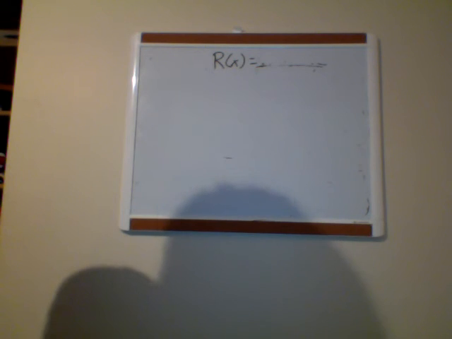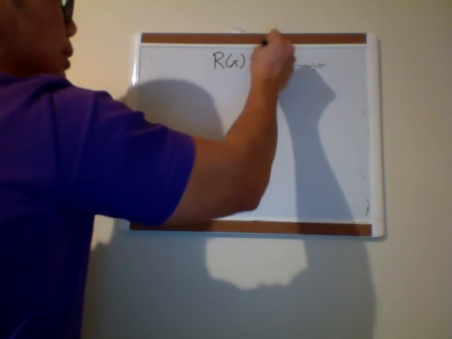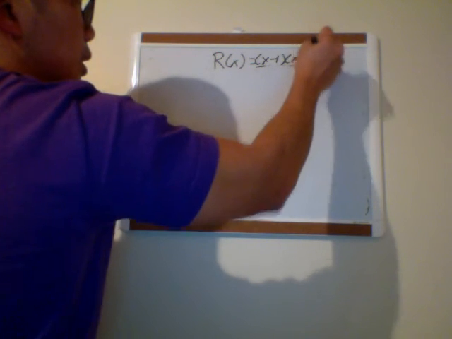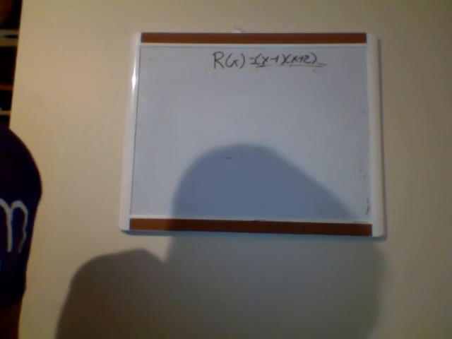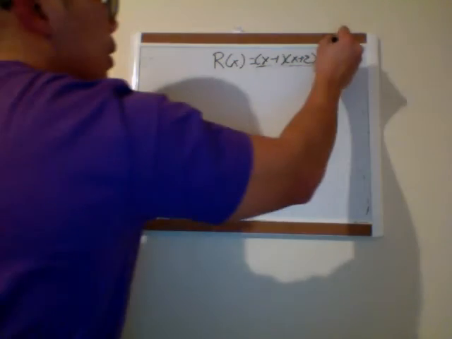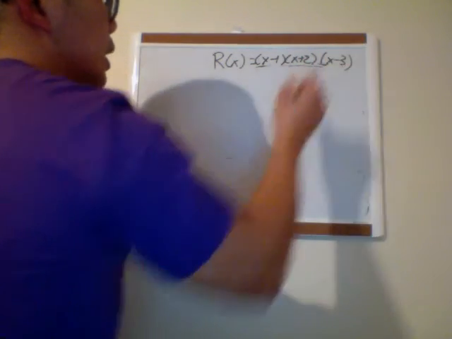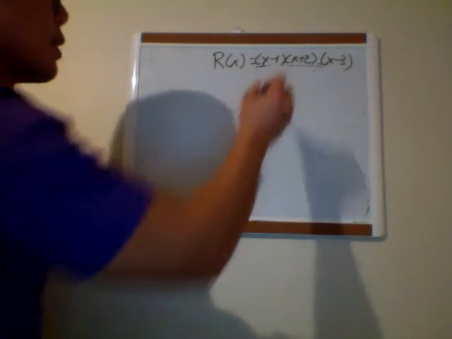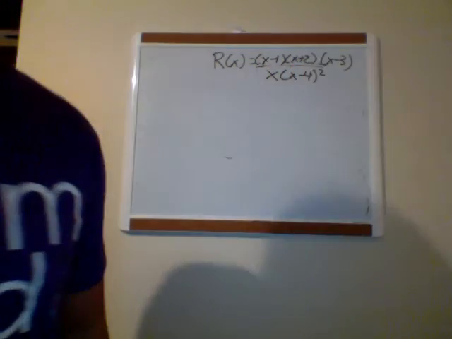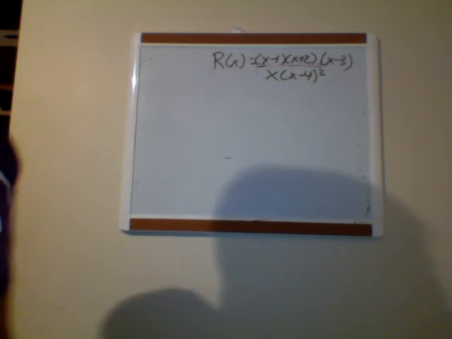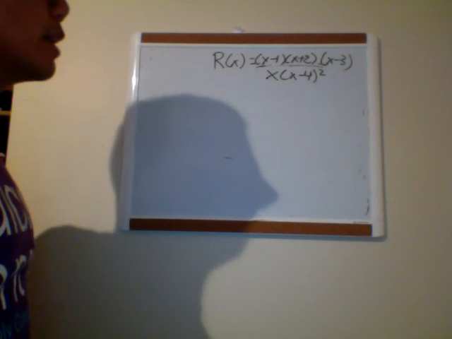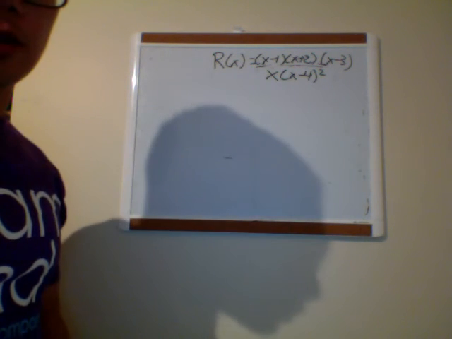The next problem is x minus 1 on top, x plus 2, and x minus 3. And then on the bottom, I have x minus 4 squared. Okay. Now, this is actually already simplified as much as it can be because nothing can cancel.